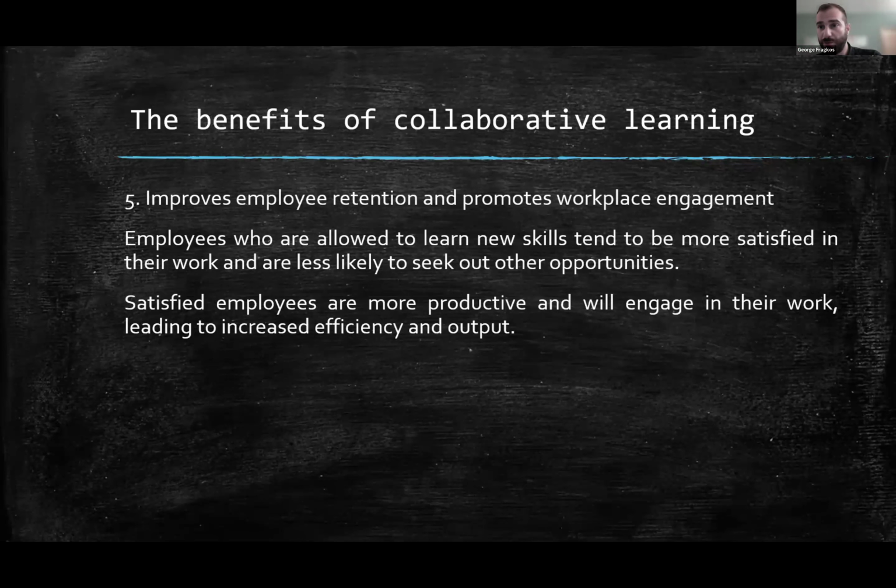Also, about our experience in the labor markets, vocational training improves employee retention and promotes workplace engagement. Employees who are allowed to learn new skills tend to be more satisfied in their work and are less likely to seek out other opportunities. And also, satisfied employees are more productive and will engage in their work, leading to increased efficient output.